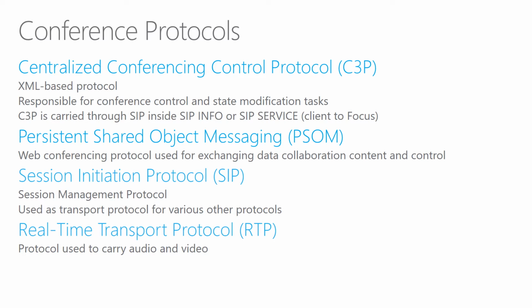The next important concept that we need to understand are the conference protocols. Protocols are critical to communication between the client and conferencing server and components within the conferencing server. The Centralized Conferencing Control Protocol, or C3P, is an XML-based protocol that's responsible for conference control and state modification tasks. C3P is carried through SIP inside SIP INFO or SIP SERVICE requests. For many of us, the most common scenario in which we would need to know a little bit about C3P is in a troubleshooting scenario.